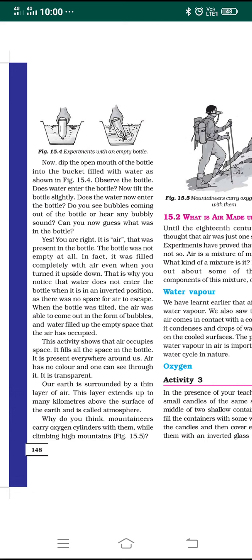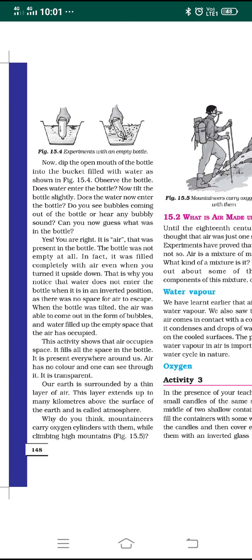Now slightly tilt the bottle to one side and observe it. Does water enter the bottle? Yes. Do you see the bubbles coming out of the bottle? The bubbles are coming out, and you will hear a bubbling sound. Now can you guess what was inside the bottle?